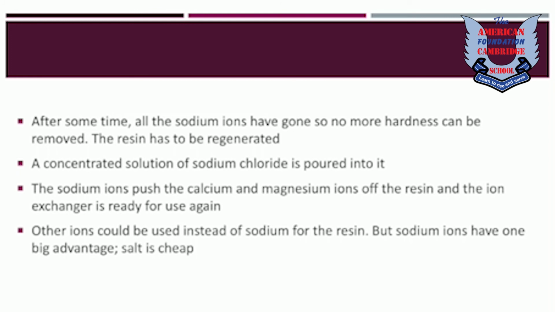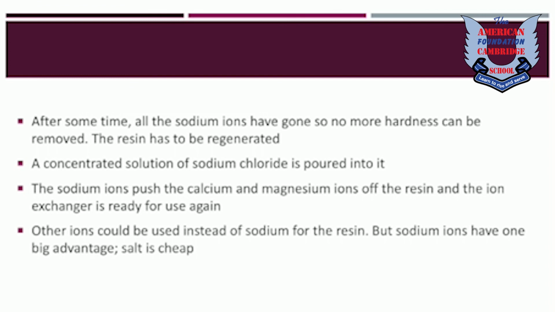For that we will use a concentrated solution of sodium chloride. We will pour it into it. The sodium ions push the calcium and magnesium ions off the resin, and the ion exchanger is ready for use again. So if we simply pour a concentrated solution of sodium chloride, NaCl, which is also called brine, through the ion exchange resin, then that ion exchange resin which was spoiled will again be ready for the ion exchange method, because again the ions will be replaced and the sodium ions will be weakly attached again to the ion exchange resin.